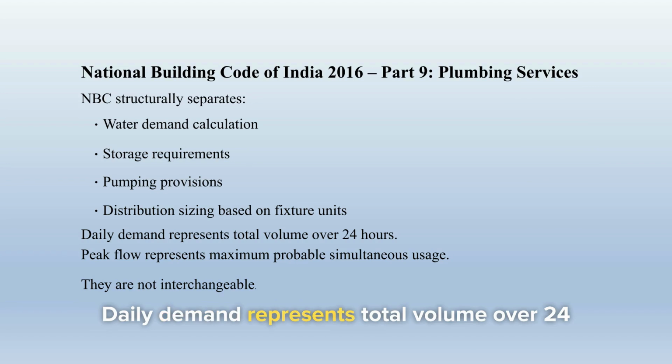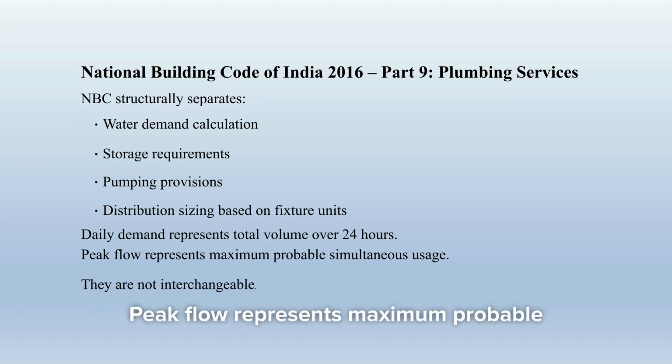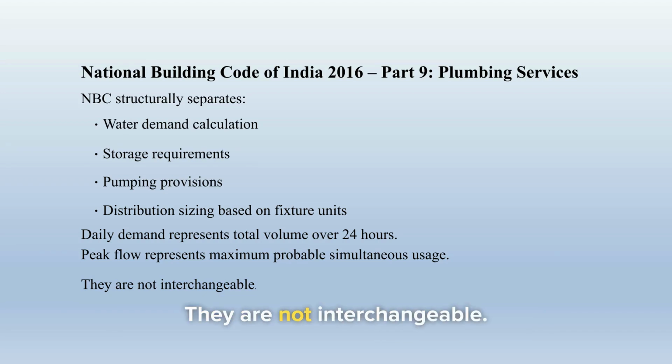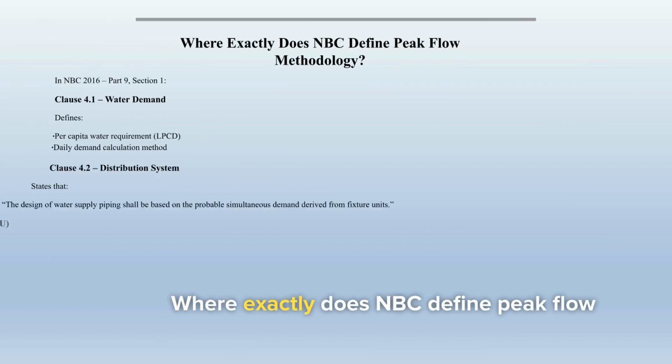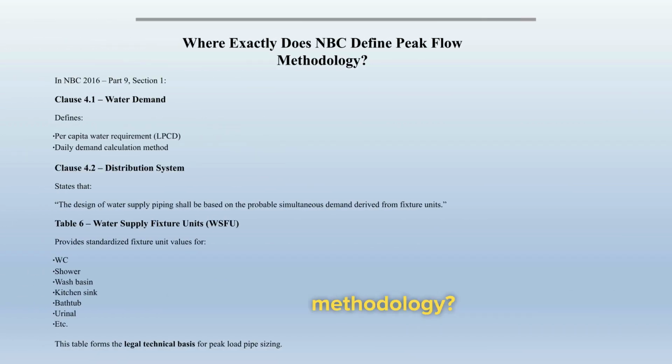Daily demand represents total volume over 24 hours. Peak flow represents maximum probable simultaneous usage. They are not interchangeable. Where exactly does NBC define peak flow methodology?